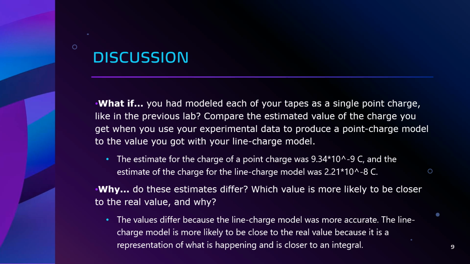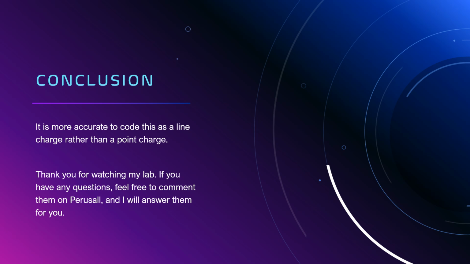So why do these estimates differ? Which value is likely to be closer to the real value and why? These values differ because the line charge model was more accurate. The line charge model represents what was actually happening in real life more accurately, because in real life it wasn't just a point charge, it was a line charge. In this scenario, we treat it more like an integral than just a point charge because we use several point charges to make this line charge. As a conclusion, it is more accurate to code this as a line charge rather than a point charge.